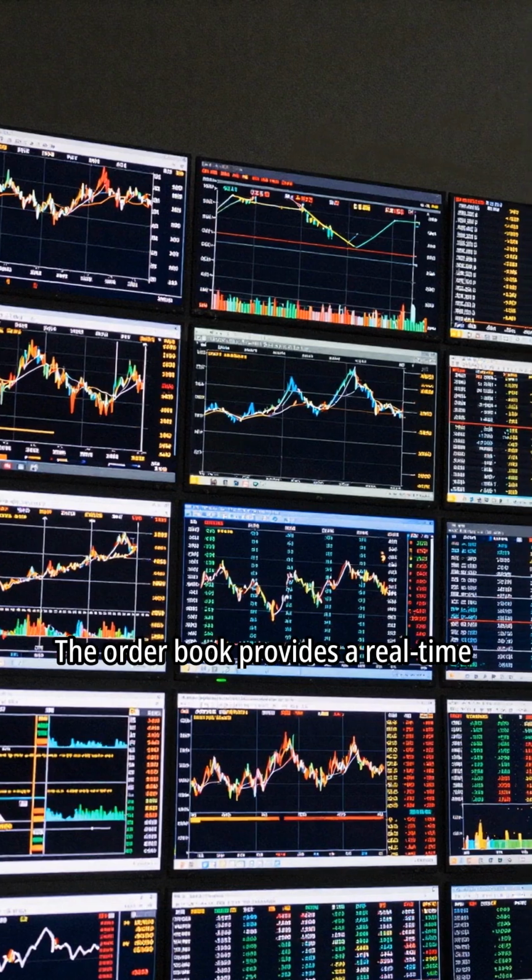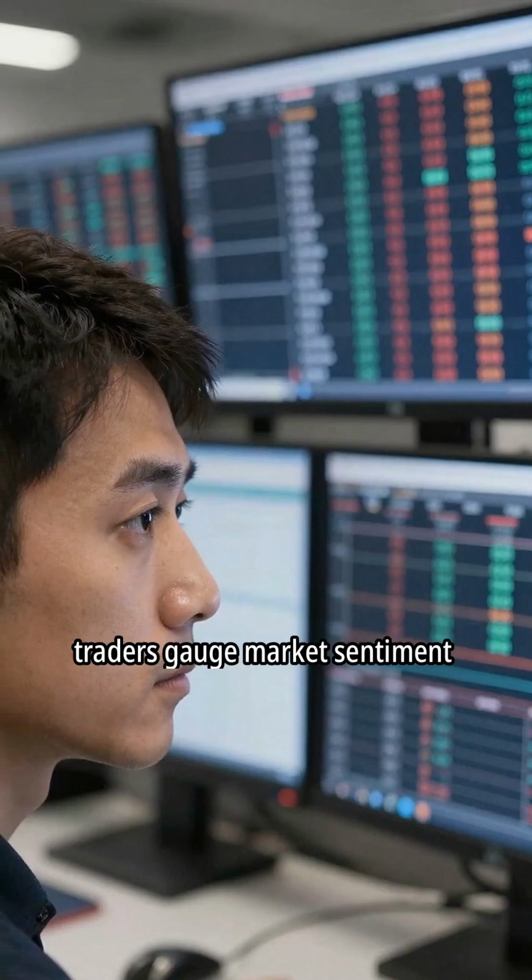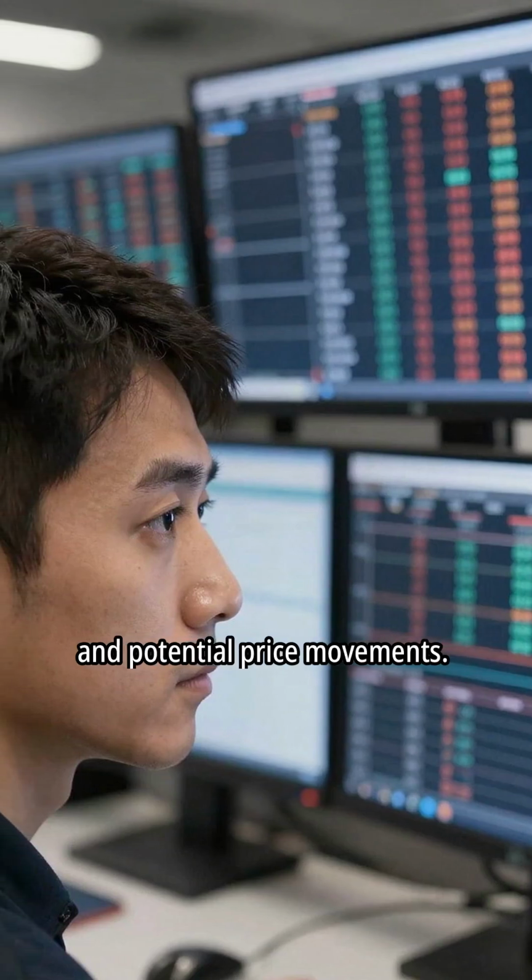The order book provides a real-time snapshot of supply and demand for the asset. Analyzing the order book helps traders gauge market sentiment and potential price movements.